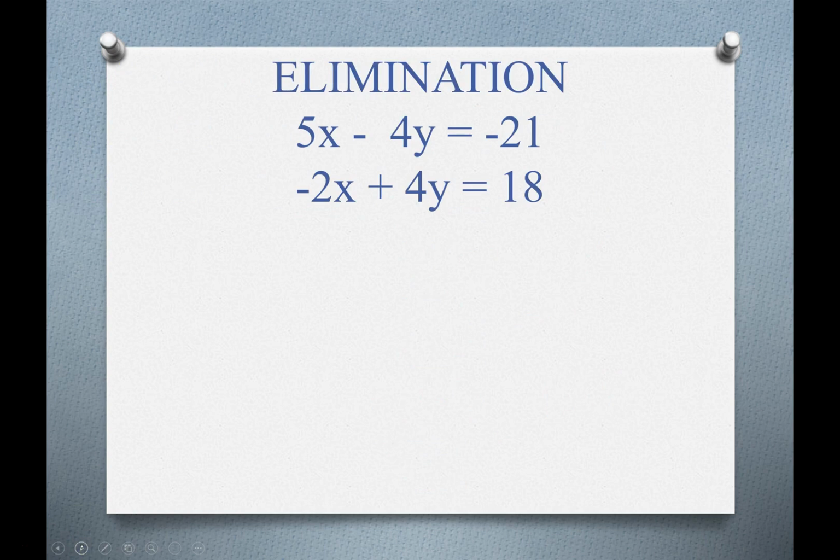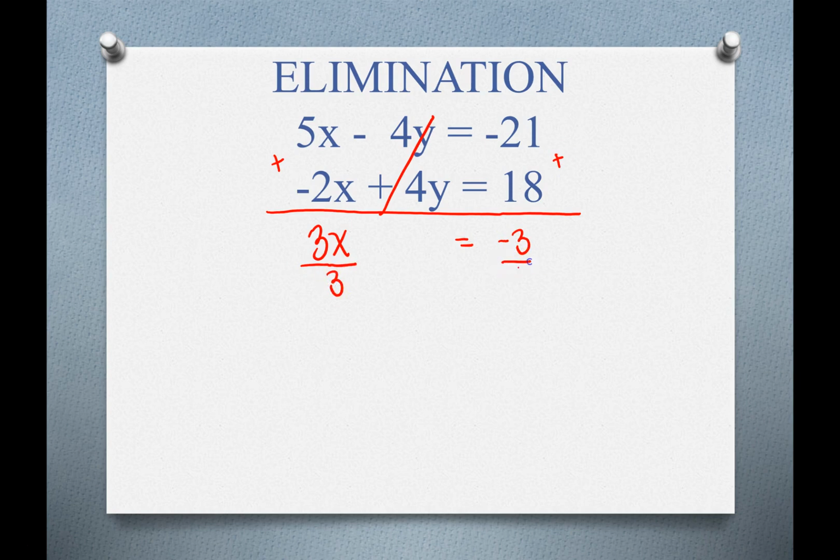Okay, we're going to make this just a little bit harder. Let's go ahead and add these straight down. A 5x plus a negative 2x is a 3x. A negative 4y plus a 4y, well, those cancel. And a negative 21 plus an 18 gives me negative 3. So I get 3x equals negative 3, and I need to divide by 3 now, and I get x equals minus 1.